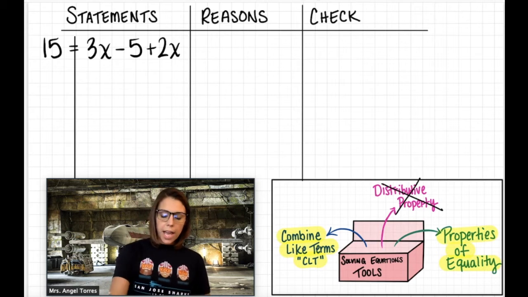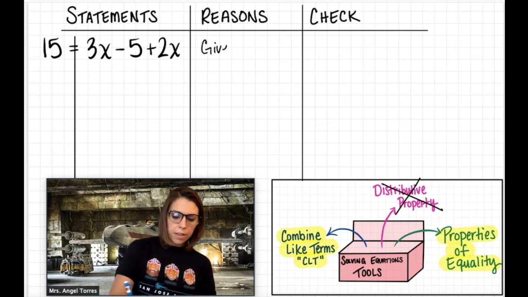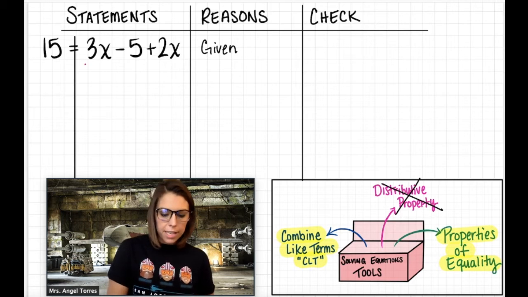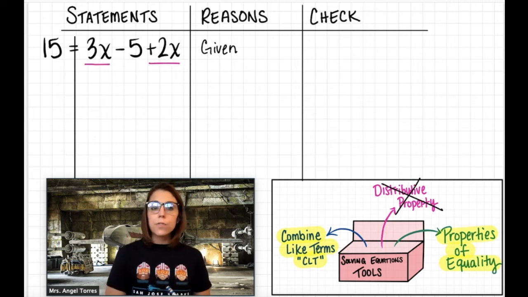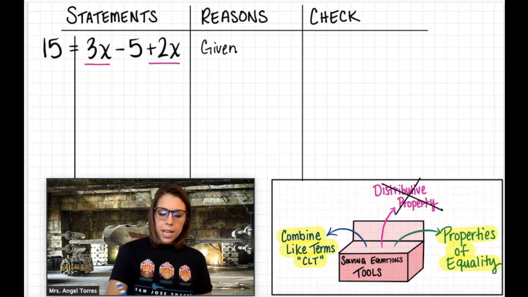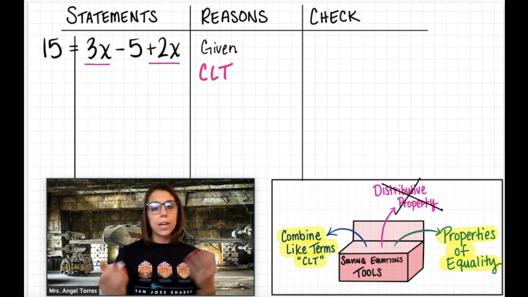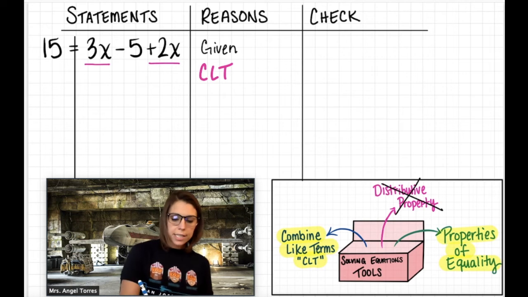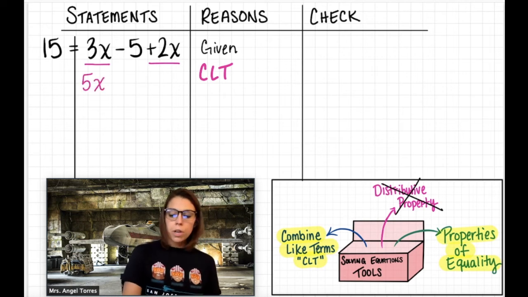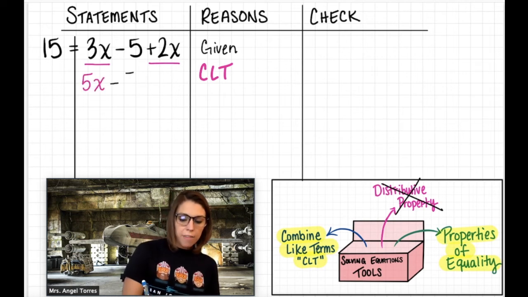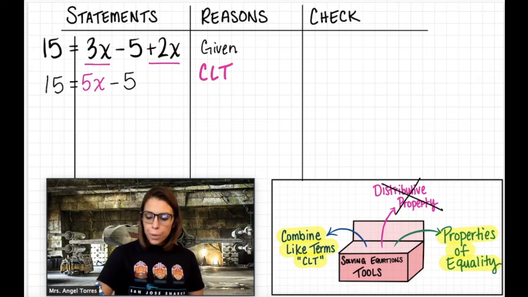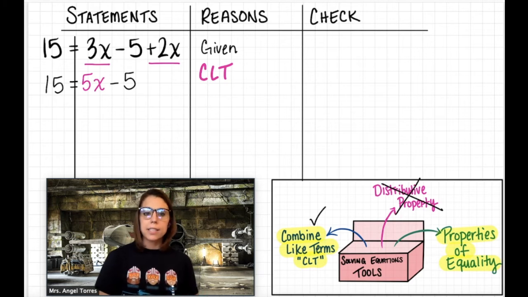Let's take a look at our given equation here. The first thing I'm going to do is combine the like terms that I see. I see a positive 3x and a positive 2x, so I'm going to combine those into a single term. 3x's plus 2x's simplifies to 5x's. I still have my minus 5 term, and I still have 15 on the left-hand side. So now I have successfully combined the like terms.